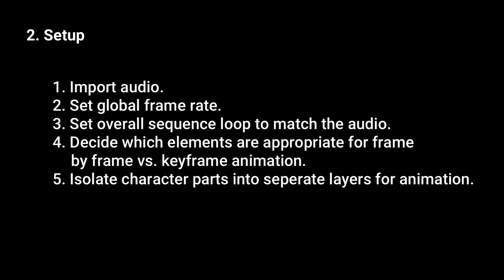The first step being to import your audio. Second, set your global frame rate. Third is to set the overall sequence loop to match the audio. After that, you want to decide which elements are appropriate for frame by frame versus keyframe animation. And lastly, isolate character parts into separate layers for animation.